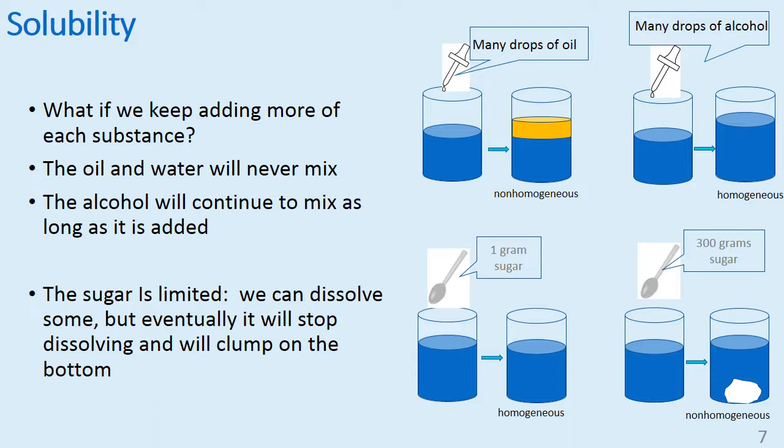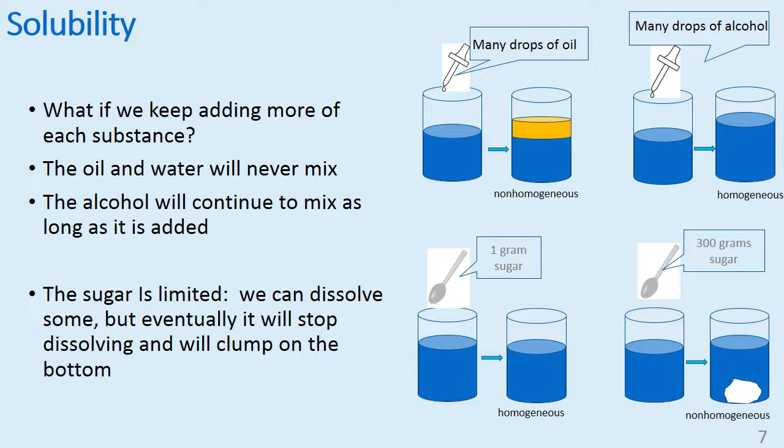But now sugar is limited, as you're probably aware. So let's add 1 gram of sugar, homogeneous. But what if we add 300 grams of sugar? If we just keep adding sugar, adding sugar, adding sugar, eventually it's going to stop dissolving, and you'll end up with some sugar down at the bottom. So you'll end up with a non-homogeneous solution.